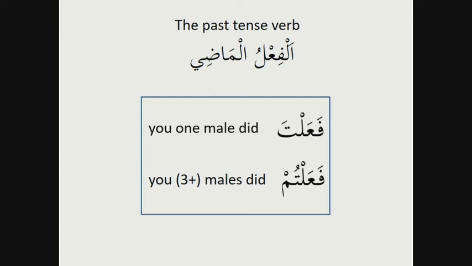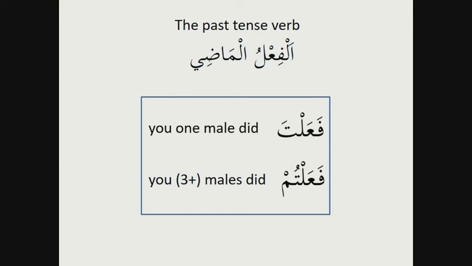So let's say our scale for now. Fa'ala, he did. Fa'alu, they, many males did. Fa'alat, she did. Fa'alna, they, many females did. Fa'alta, you, one male did. Fa'altum, you, many males did.